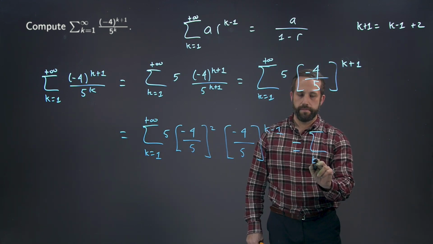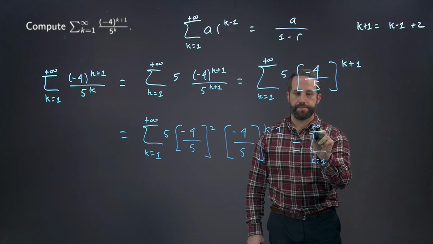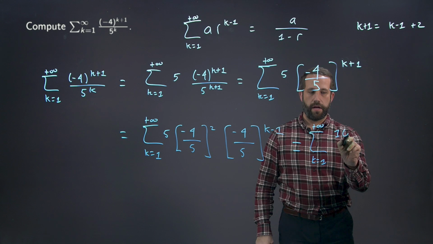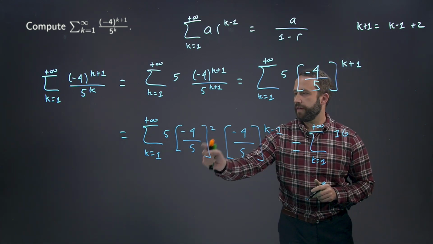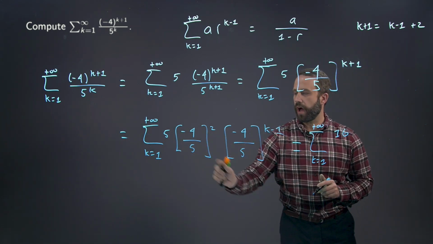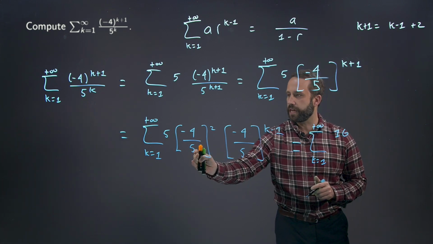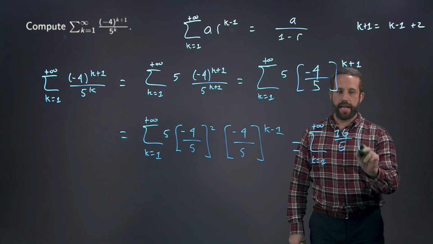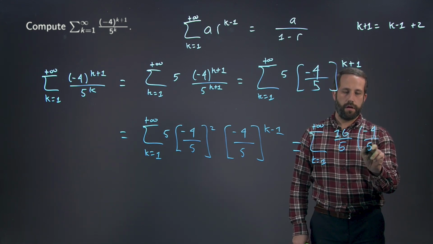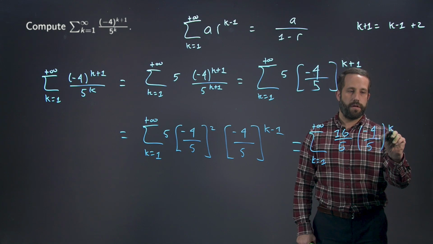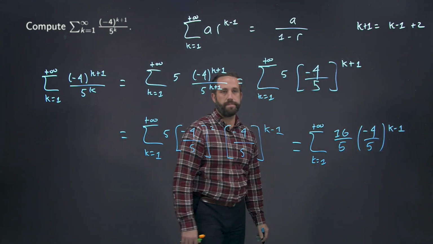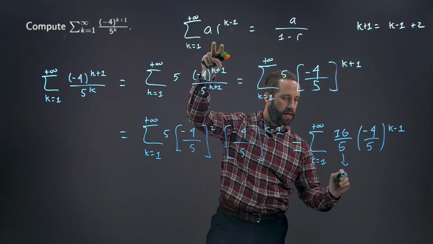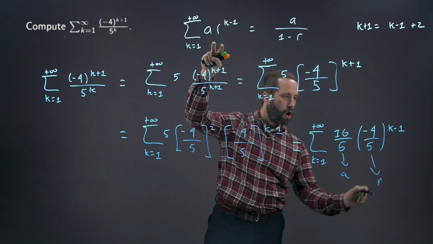So this is the sum, k equals 1 to infinity. Minus 4 squared, that's 16. I've got a 5 squared times a 5. So I've got 2 5s in the denominator and 1 in the numerator. So this is just 5. And now I have minus 4 over 5 to the power of k minus 1. And now I can match this up with my formula here. This is my a, and this is my r.